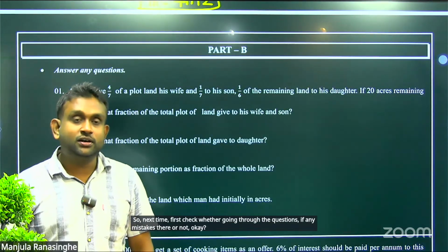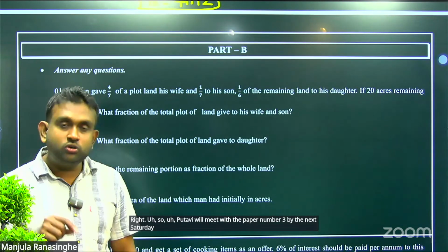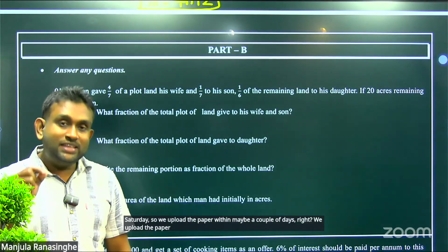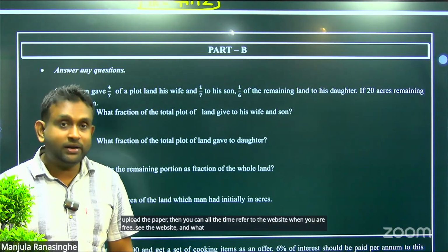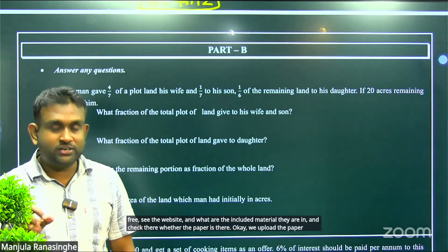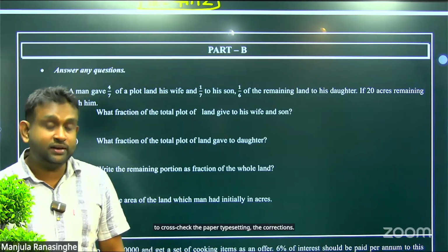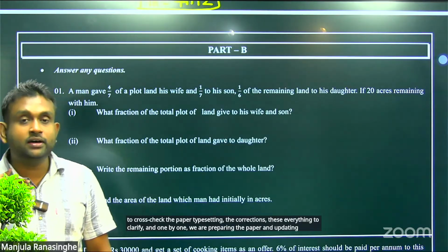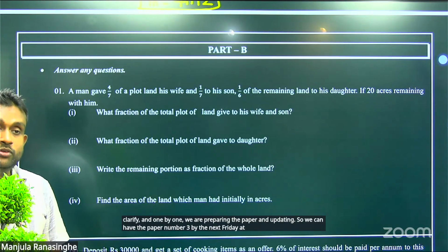Okay, right. We will meet with paper number 3 next Saturday. We will upload the paper within maybe a couple of days. Then you can always refer to the website when you are free, see the included material there, and check whether the paper is there. We upload the paper within 2-3 days, because we have to cross-check the paper typesetting and the corrections, and everything needs to be clarified. One by one we are preparing the paper and updating, so we can have paper number 3 by next Friday at 8 p.m. We will discuss that paper.